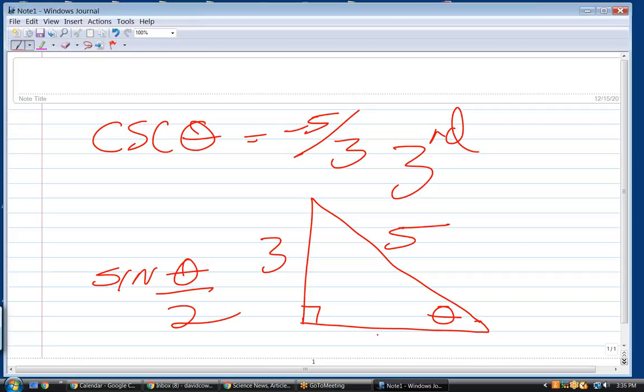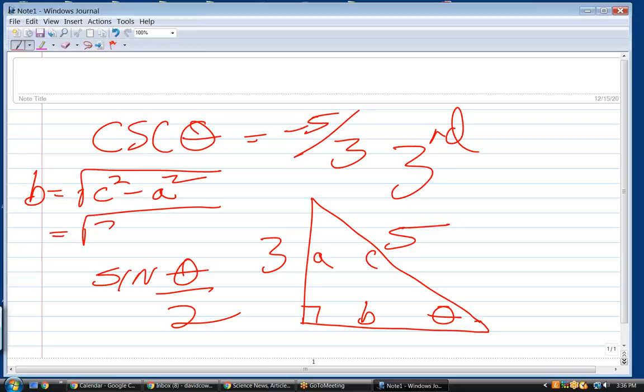Wait, no, sorry. It's the square root of the hypotenuse squared minus the square of the other side. So it's the square root of 25 minus 9. If this is side A, side B, and side C, then B is equal to the square root of the hypotenuse squared minus the other side squared. That's the Pythagorean theorem. In this case, that's 25 minus 9, or 16, so 4.